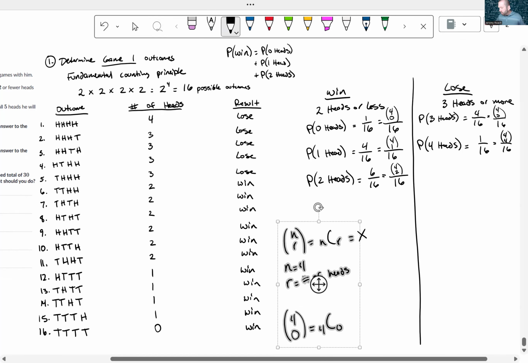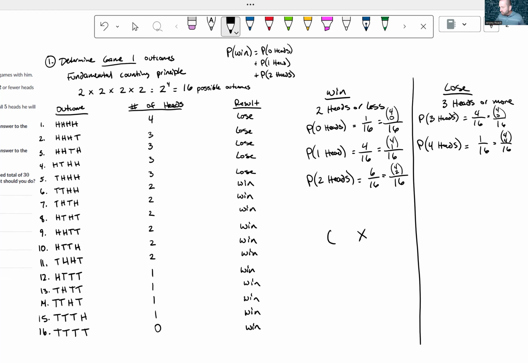Okay, so I'm going to erase this part, and then we're just going to look at the probability of winning versus the probability of losing. So we're just going to add these together now. Add the total to find the probability of winning.